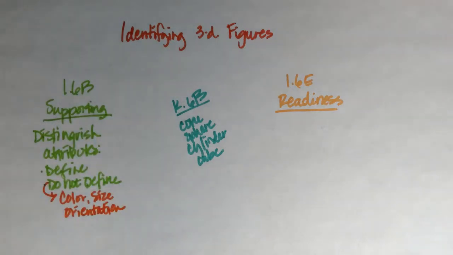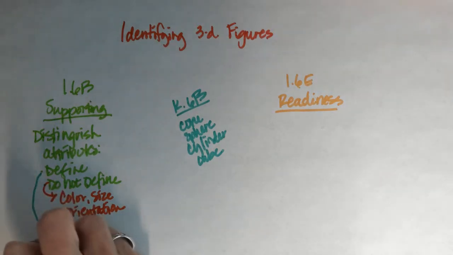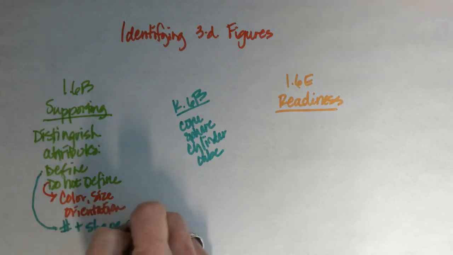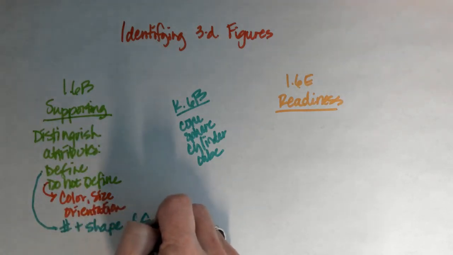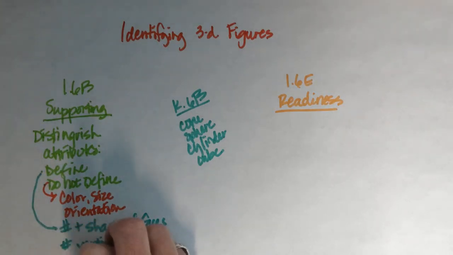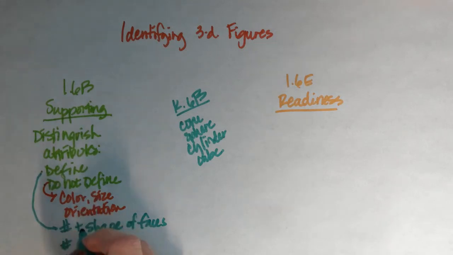The things that do define the shape: the number of faces it has, the shape of the faces, the number of edges, the number of vertices, straight sides or curved sides. So those things are super important for us to make sure kids know. So attributes that define: number and shape of faces, number of vertices, number of edges. Oh, I'm running right off the page.